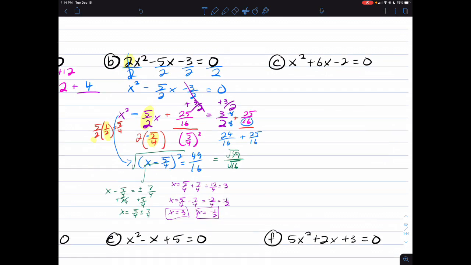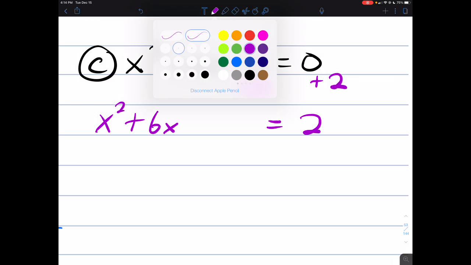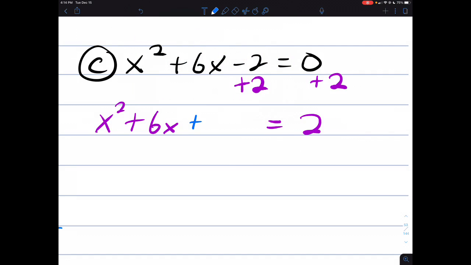Okay, C. Notice that our A already equals 1, so we don't have to do the whole divide all the things. We're going to go ahead and move our old constant to make room for our value that completes the square. So I need to figure out what number can I add that will complete the square. So we think 2 times what gives us 6? Well, that would be 3. And then 3 squared would be 9. So our number is 9.